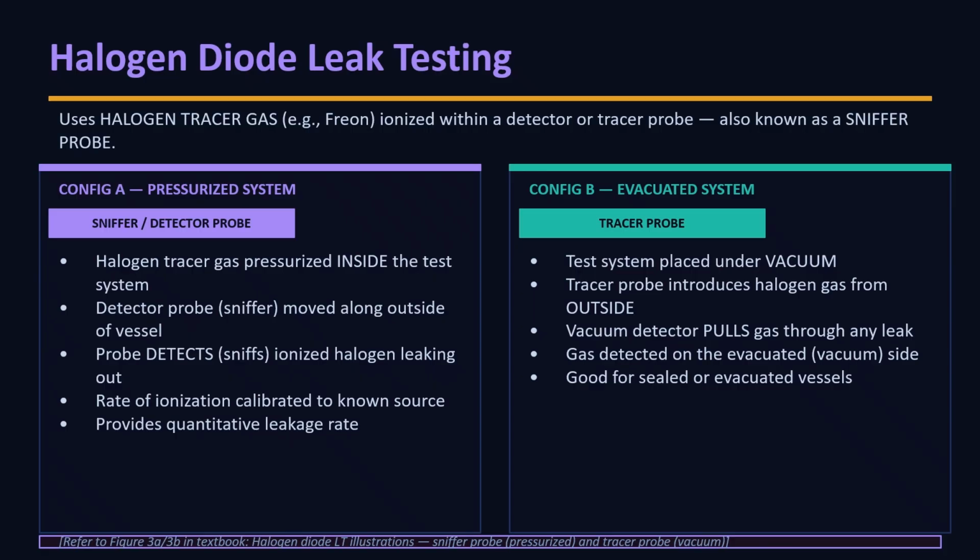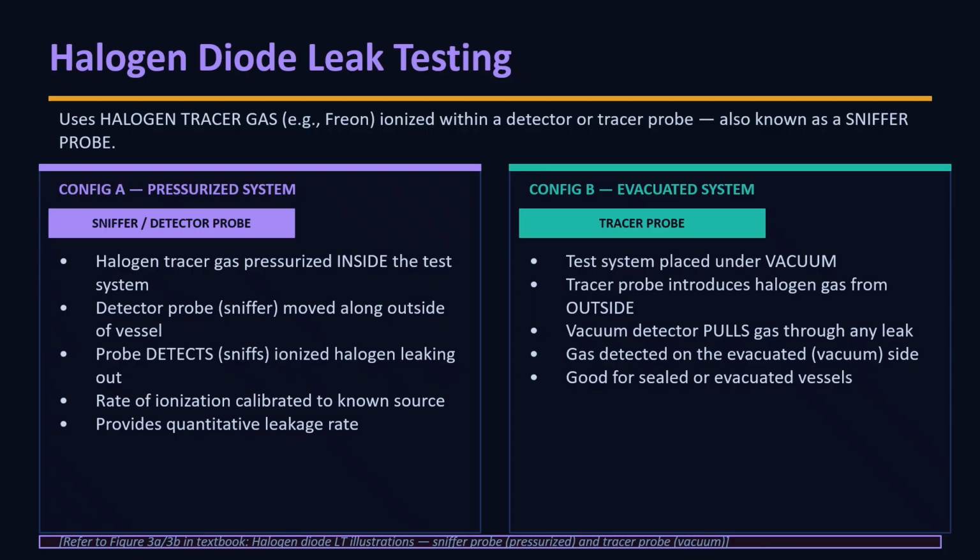Important exam point: detector probe, sniffer probe. These terms often refer to the same device. Exam questions frequently test this terminology. Interview question. Why is halogen diode testing more sensitive than bubble testing? Because electronic detection can identify smaller leakage rates than human visual observation.